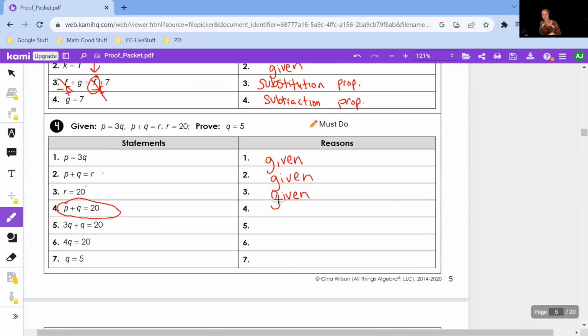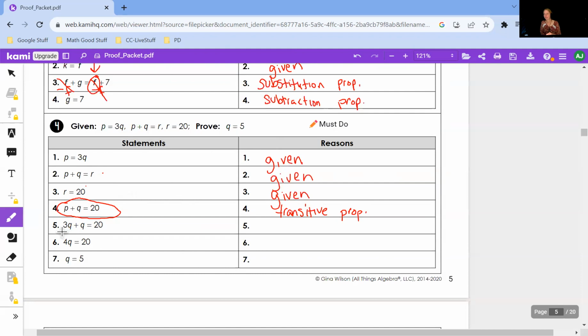Now, some of you may ask yourselves, why is she using transitive? I wanted to use substitution because what I was thinking was, well, if R equals 20, I can substitute this R for 20. And you know what? I would take that answer too. Okay? So if you think about it slightly differently, that's fine, but I want you to be able to use your words to tell me what you're thinking.